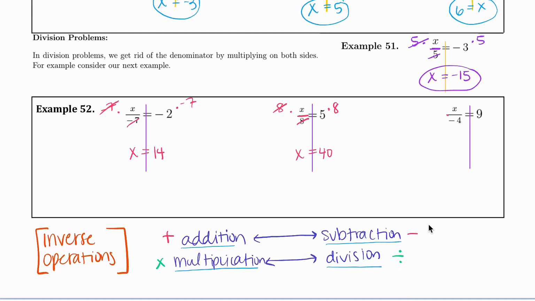Okay, and then our last one, x divided by negative 4 equals 9. To undo the division, we multiply times negative 4. Multiplication and division cancel. And I'm left with x equals negative 36. So one-step equations are kind of the foundation of what we'll continue to see. We're going to continue to see more equations with more operations, but this is kind of the foundational skills that you need to know for that.